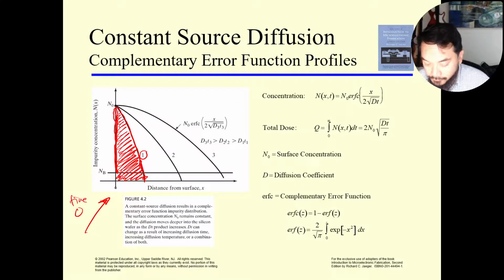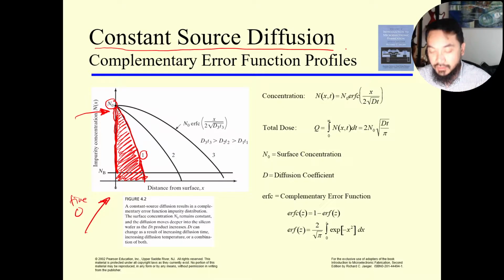While you are doing the diffusion, you keep on maintaining the concentration of impurity atoms on the surface to be N naught. That is why we call it constant source diffusion. While the diffusion is happening, you keep on adding more and more impurity atoms on the surface to maintain N naught to be constant. As some of the atoms diffuse into the material, more is added to keep it constant. That is what it means.